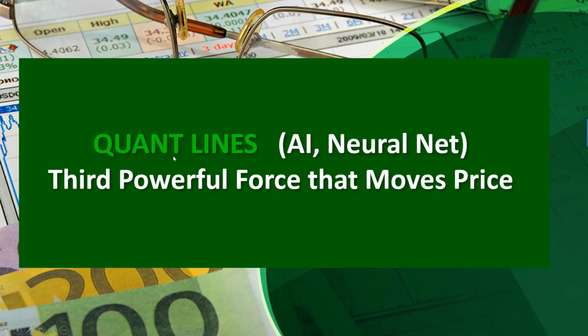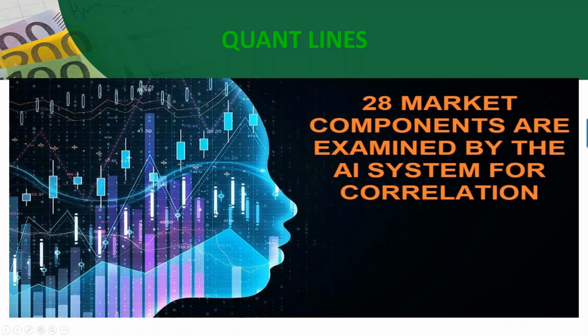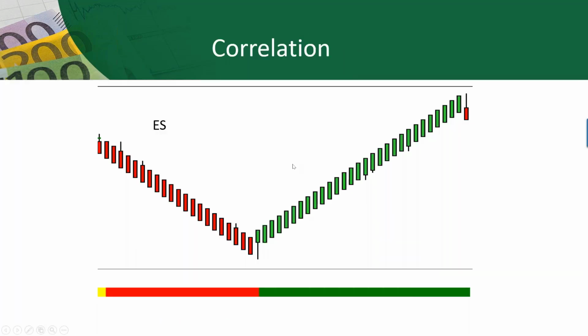Now the quant lines, we have 2 quant lines, a long term and a short term. So our quant lines use our AI program, which used to be called the neural network back in the days. And that's the third most powerful force that moves price. So our quant lines use 28 market components, and they're examined by our AI system for correlation. Now, most people know about correlation, but most people don't pay attention to correlation, but we do.